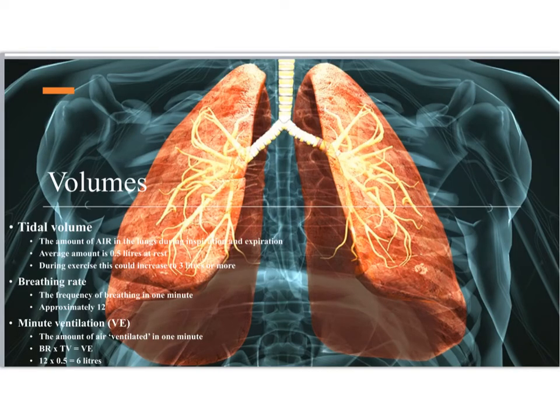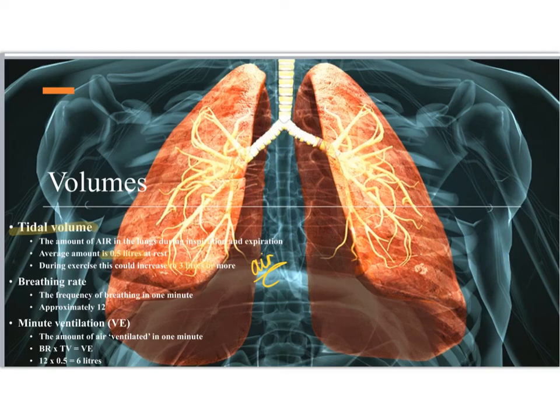So we now need to quickly look at volumes of air. We've got something called tidal volume. So tidal volume is the amount of air that goes into the lungs during inspiration and expiration. The average amount for a person is 0.5 litres at rest. That you need to remember. During exercise, because the depth of our breathing increases, we can actually take in up to 3 litres or more of air. Again, I just need to stress this is air, not the gas of oxygen or the gas of carbon dioxide.